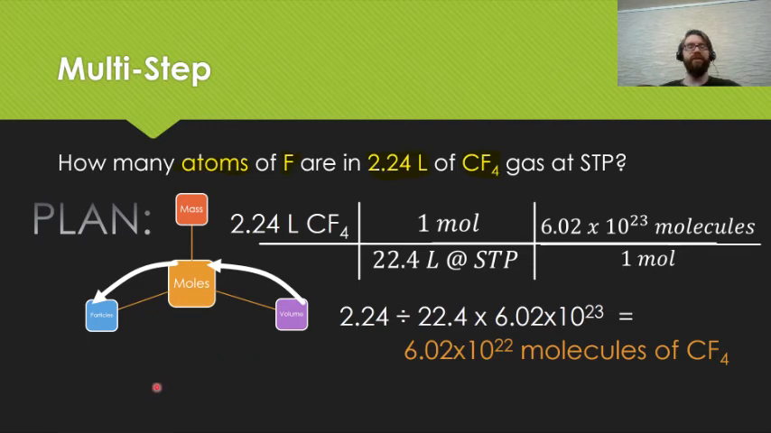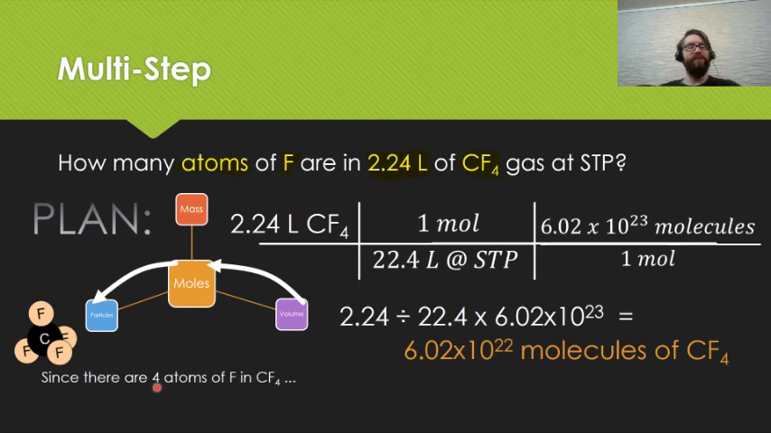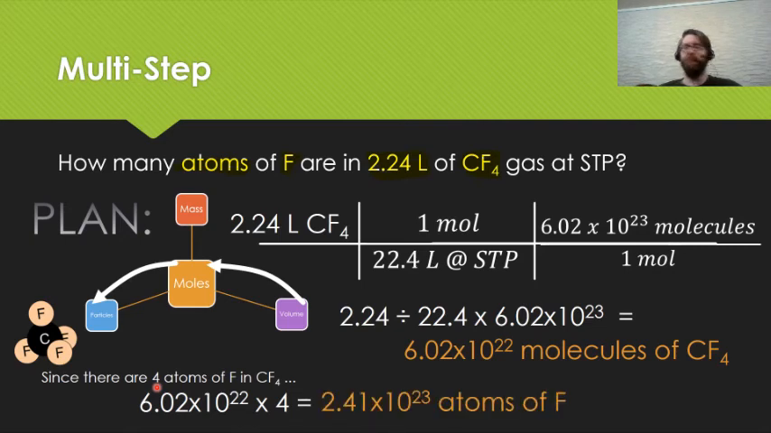But there is one caveat here. It said atoms of F. And since there are 4 atoms of fluorine in CF4, you can see in a CF4 molecule there's 4 atoms in there. We need to take that 6.02 times 10 to the 22nd and multiply it by 4 to count all of the fluorine atoms. And when we do that, we get 2.41 times 10 to the 23rd atoms of fluorine in that 2.24 liters of carbon tetrafluoride. So, as long as you plan everything out, you should be okay. We started in volume, went to moles, went from moles to particles. So, in doing that, we need to keep track of the 4 fluorines in CF4 and just multiply our answer by 4 at the end.